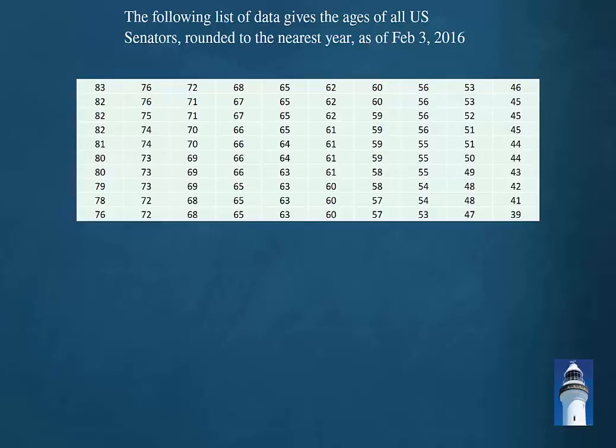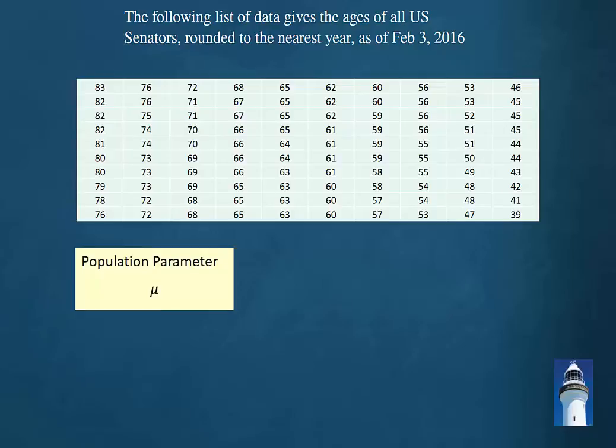The following list of data gives the ages of all U.S. senators rounded to the nearest year as of February 3rd, 2016. Since this data set represents all of the U.S. senators at that point in time, when we calculate a measure associated with these data values, we would be calculating a population parameter. And in this case, we're going to calculate a mean, and then that mean would be reported correctly as mu. The actual calculation for the population mean will be the same as it was for the sample mean. We will simply add up all of the data values and then this time divide by the population size.